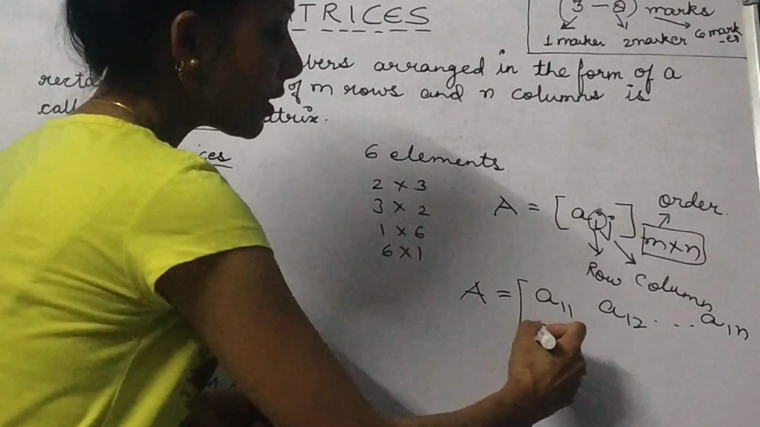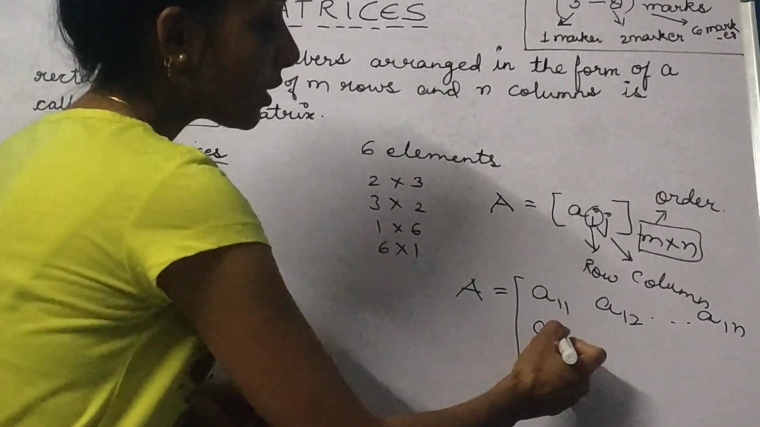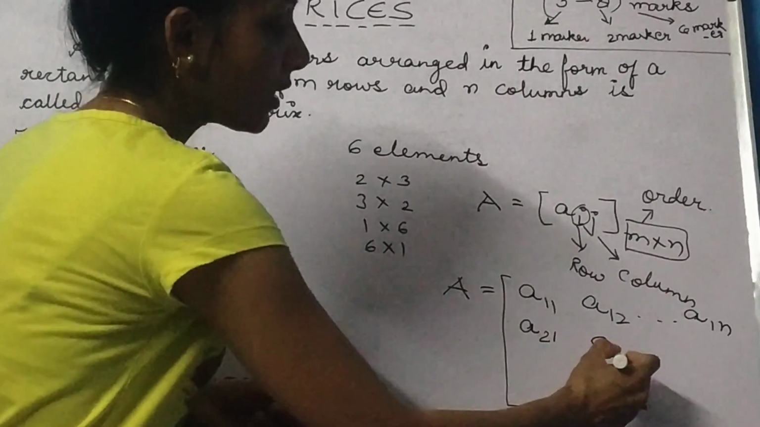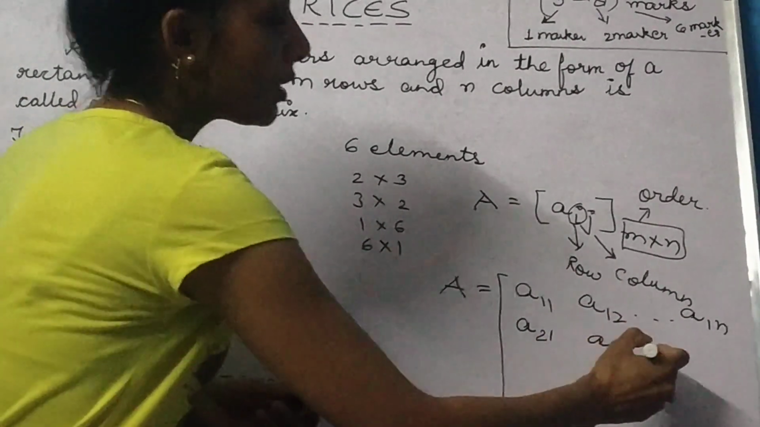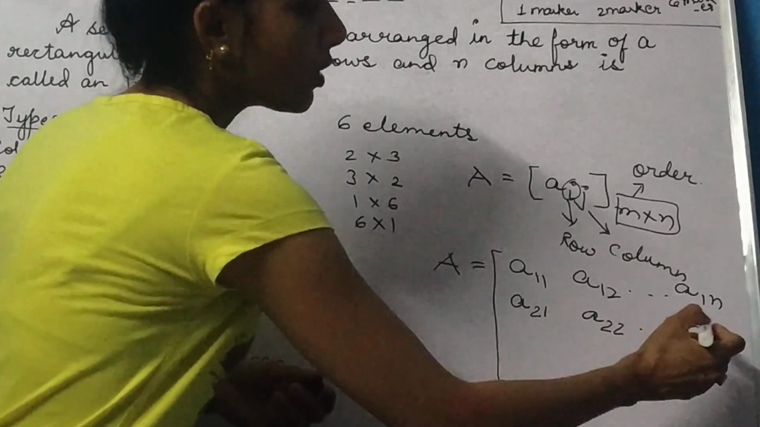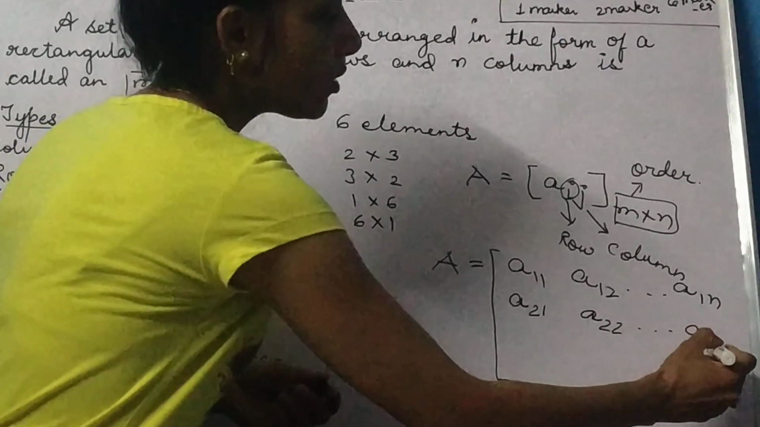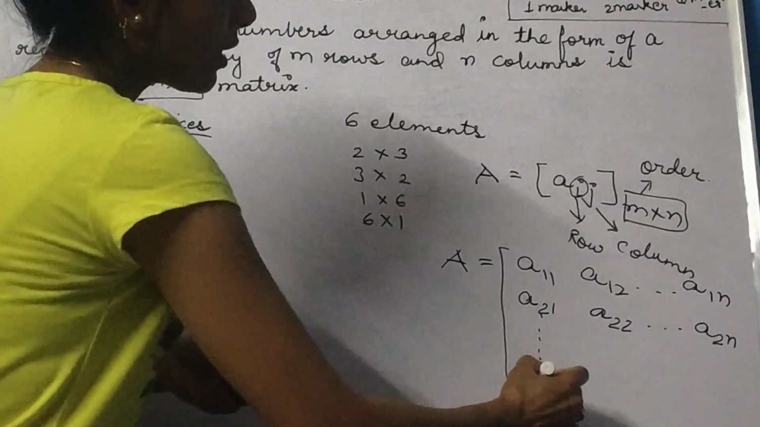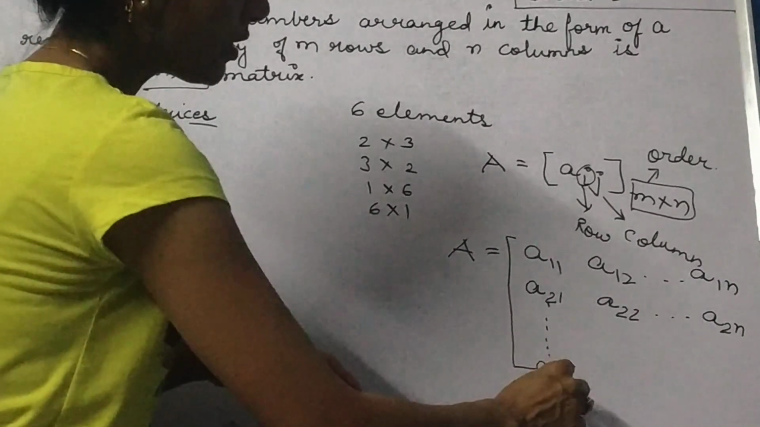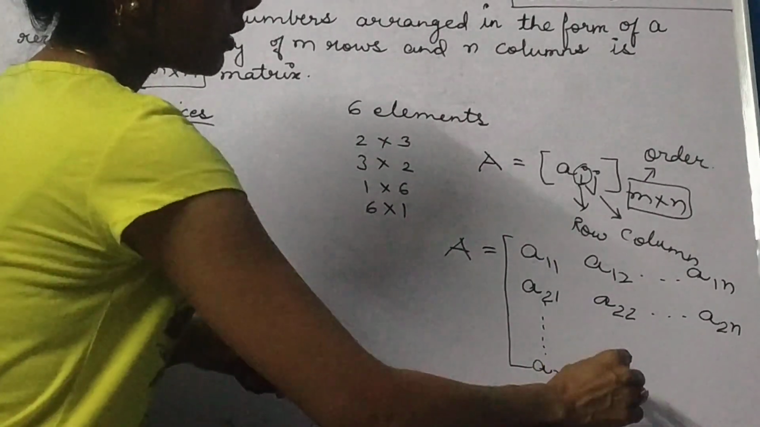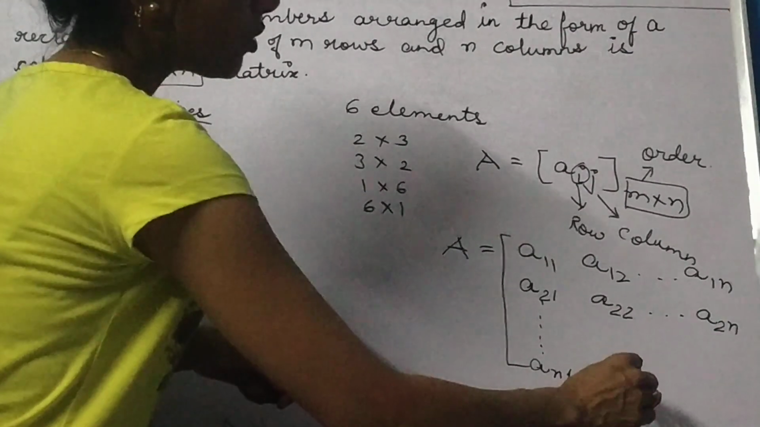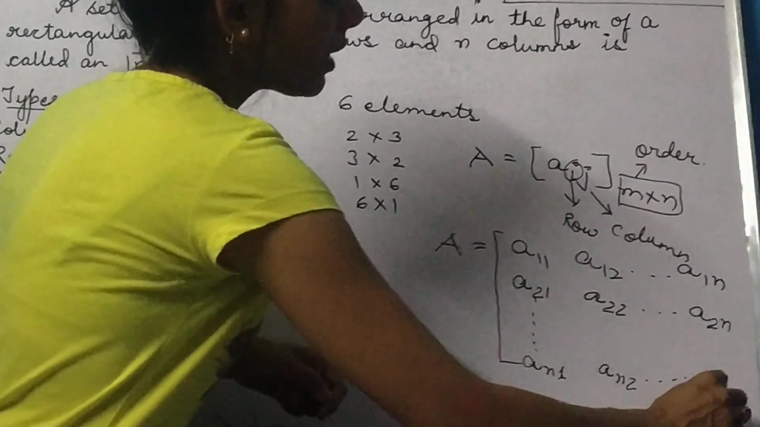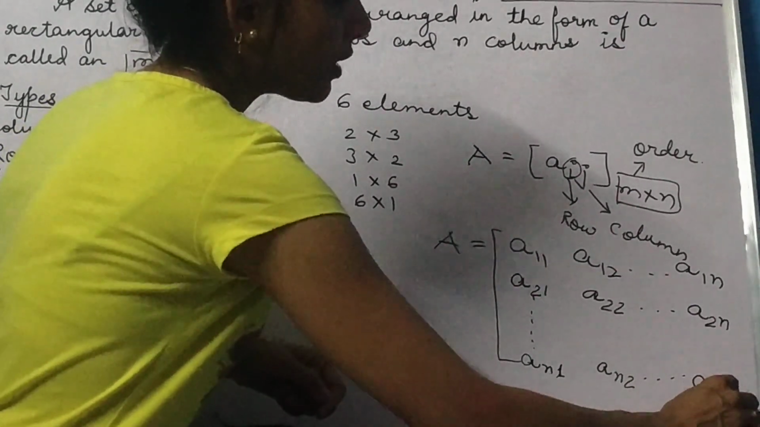So this is the element of second row and first column. This is an element of second row and second column. Similarly, this will be your element of second row and nth column. We can continue it and expand it. This is an element of nth row and first column. This will be your element of nth row, second column, and so on till A with nth row and nth column.